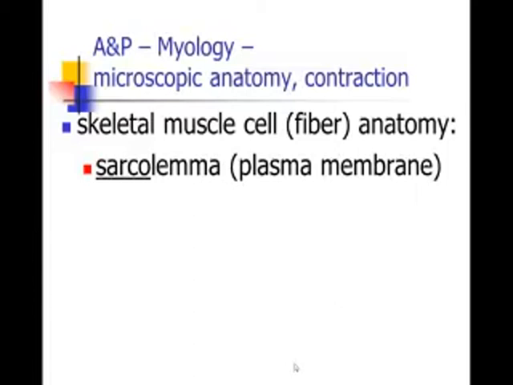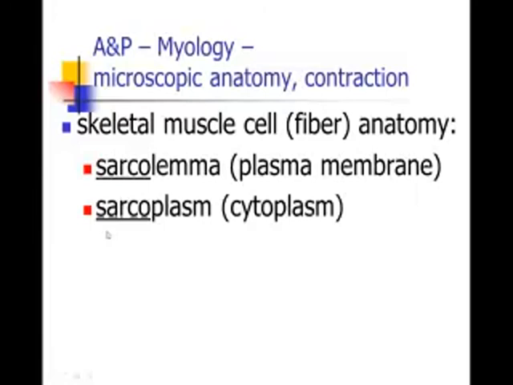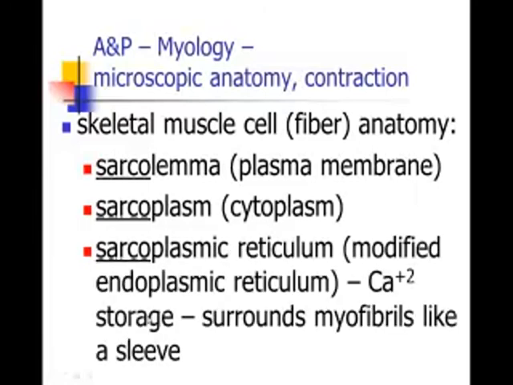Okay, so we're going to talk a little bit about the skeletal muscle cells and their anatomy. We have a sarcolemma, which is the same thing as plasma membrane. Sarco is usually referring to muscle or attributes part of a muscle cell. We have the sarcoplasm, which is the same thing that we used to call cytoplasm. We have the sarcoplasmic reticulum. And sarcoplasmic reticulum is a modified endoplasmic reticulum.